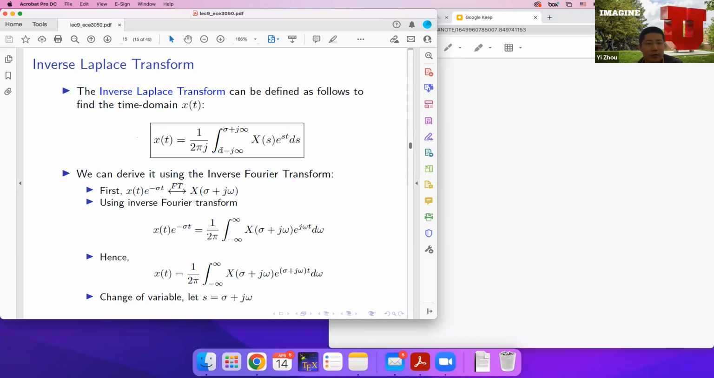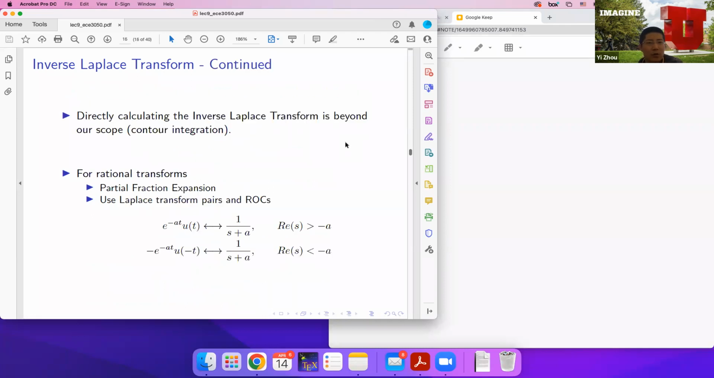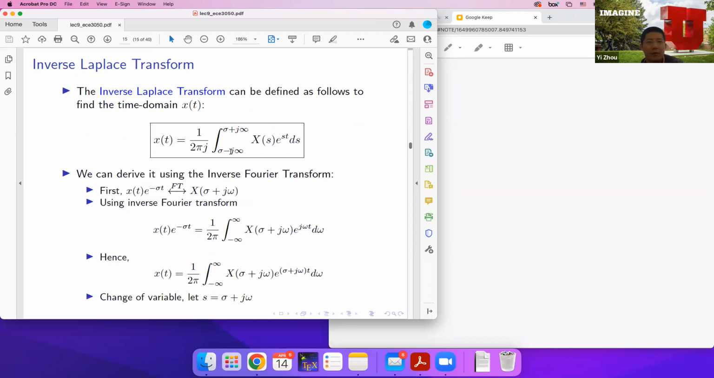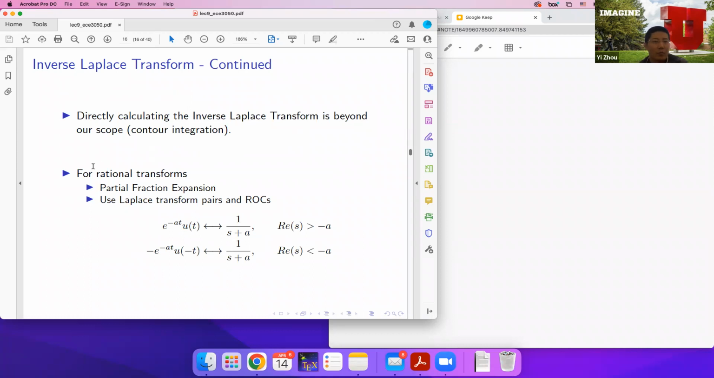And summing them up, we will get back to the time domain signal. But the challenge here is the integration. Evaluating this integration is actually very complicated because it corresponds to an integration in the 2D plane. So directly calculating the inverse Laplace transform is not within the scope of this course. Here we would need contour integration in the two-dimensional complex plane. It's not even a real plane, right? The integration is from sigma minus j infinity to sigma plus j infinity, so it's like a two-dimensional complex plane. So what we will do is leverage some existing Laplace transform pairs and also the properties of the Laplace transform to identify the inverse.